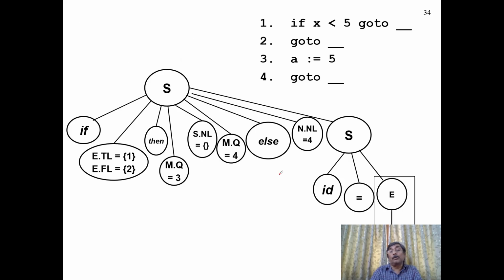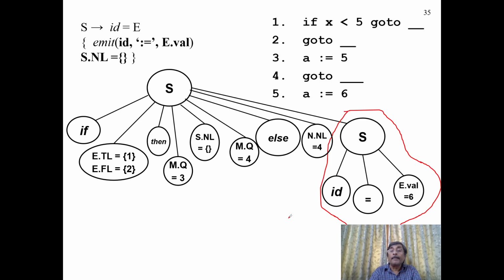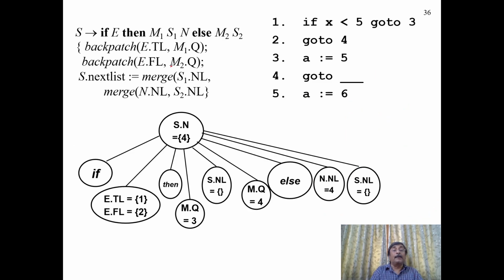Now next reduction will be here, where e dot val will be set to, I think 6. Yes. And then the next reduction, where the next one sentence will be generated like this, and the s dot nl will be set to null. Once that is done, I come to the final conclusive statement, which is very interesting. This is for the if then else.